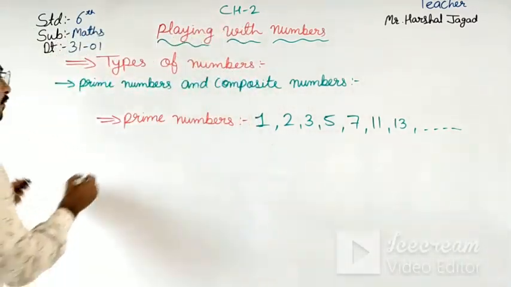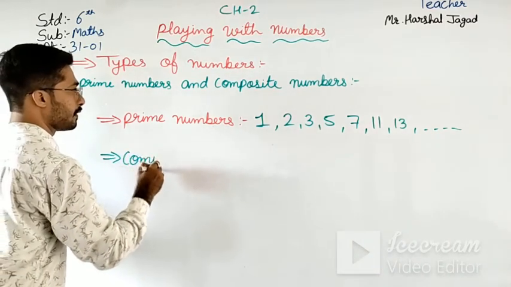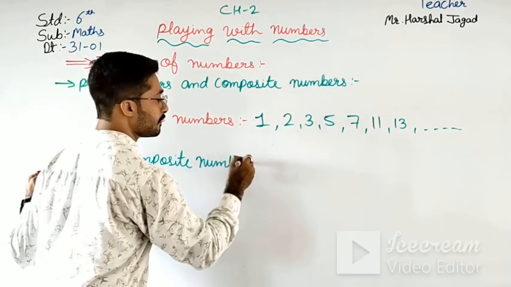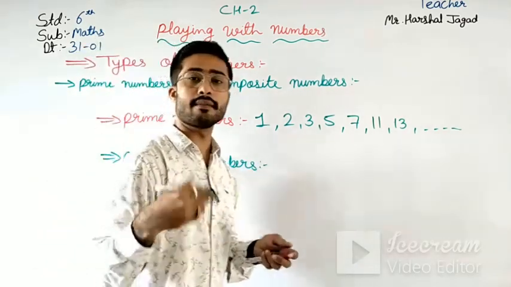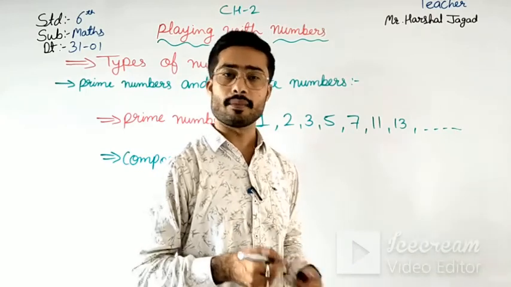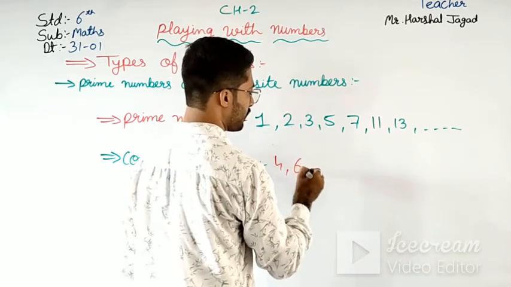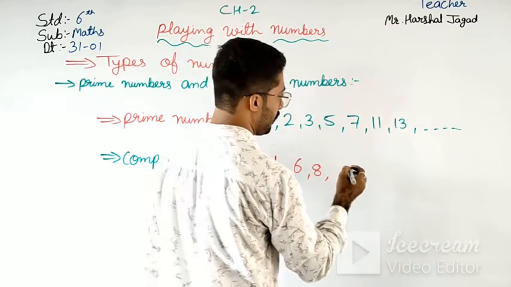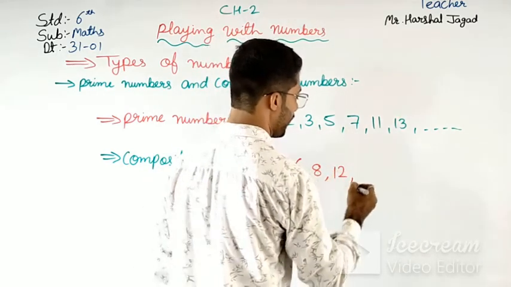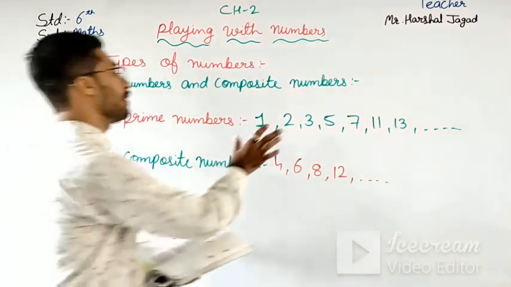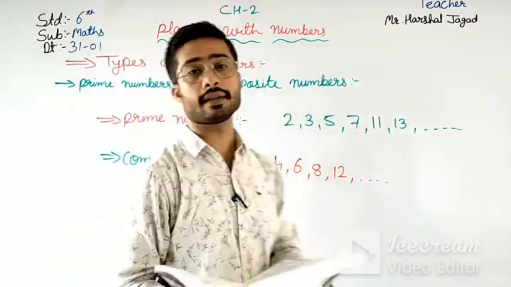And now coming towards composite numbers. What are composite numbers? Numbers having more than two factors are known as composite numbers. So I will write 4, then 6, then 8, then 12 and so on. So these are the composite numbers. Okay students, in prime numbers 1 will not come. It will start with 2 only.